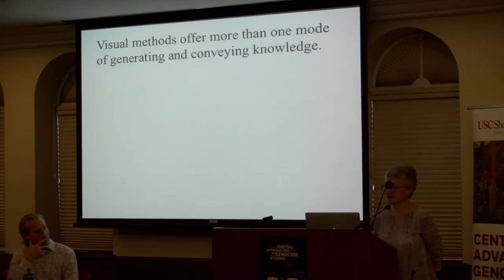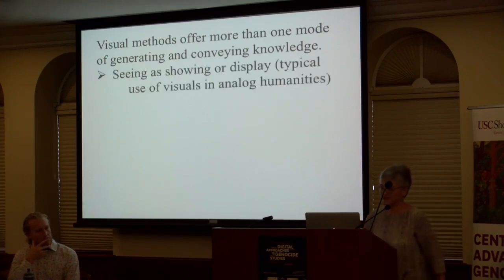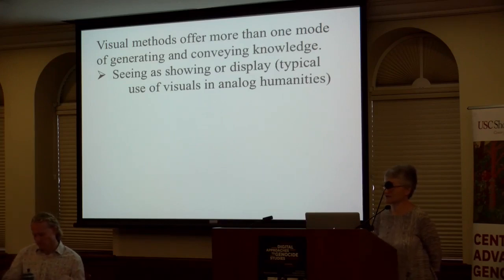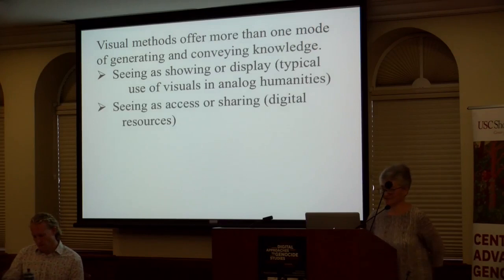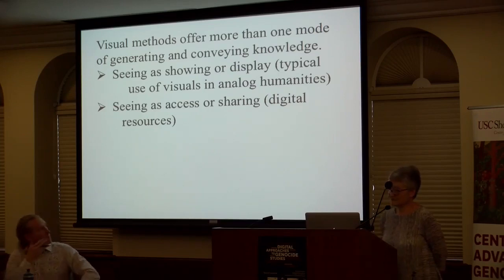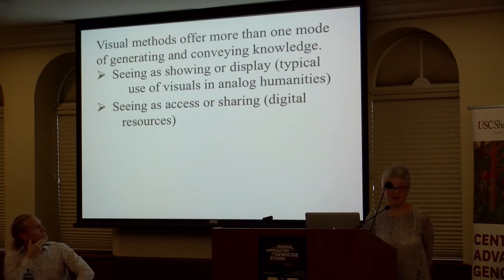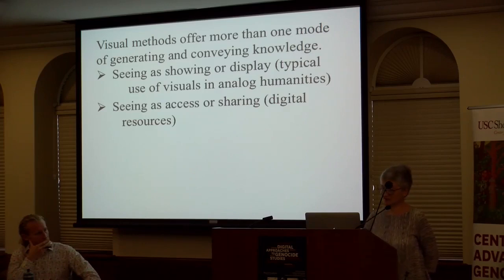What I would like to do today is break it down a little bit, beginning with this idea that visual methods offer more than one mode of generating and conveying knowledge. I think there was some collapsing of the category of the spatial and even the visual yesterday, though Paul kept trying to open it up for us. First, there's seeing as showing or display, which I would say is the typical use of visuals in analog humanities scholarship and many, many other realms. Then there's seeing as access or sharing, which I think is the dominant mode in much digital scholarship, in digital popular culture, digital media, and particularly for our interest today, digital resources online.